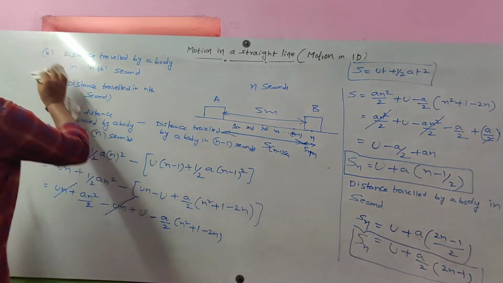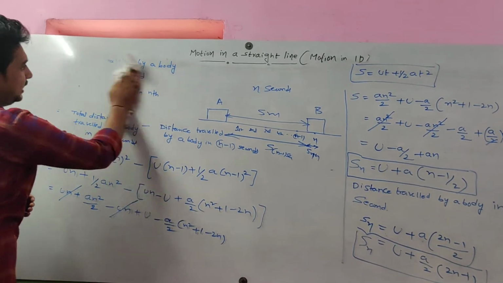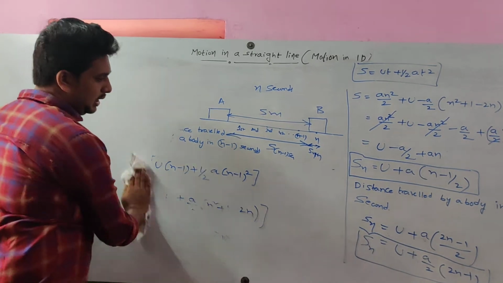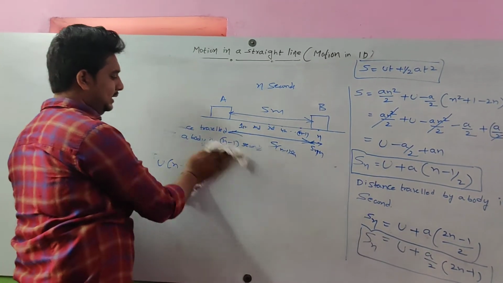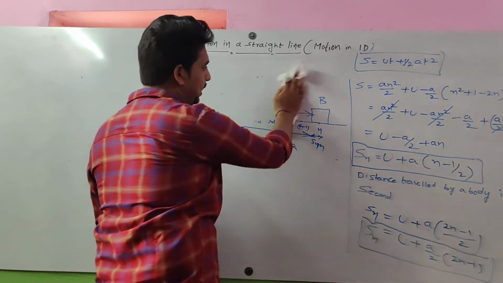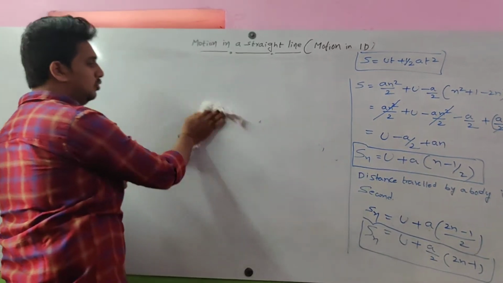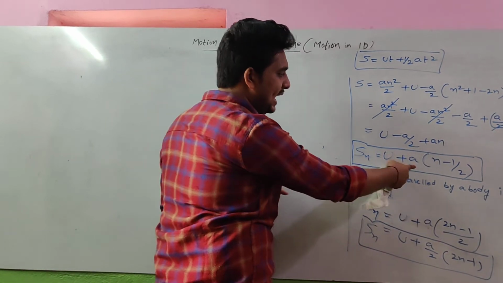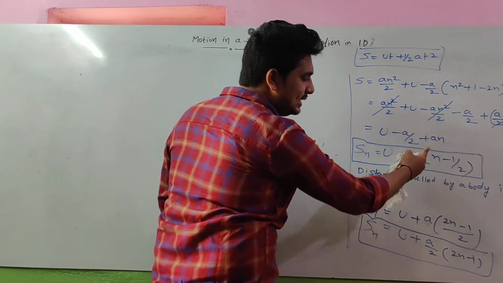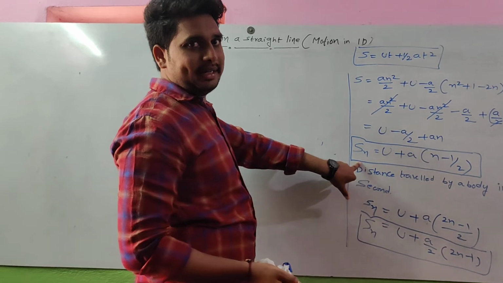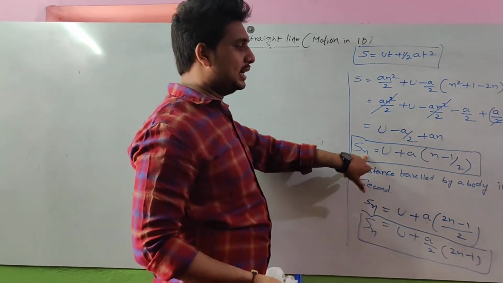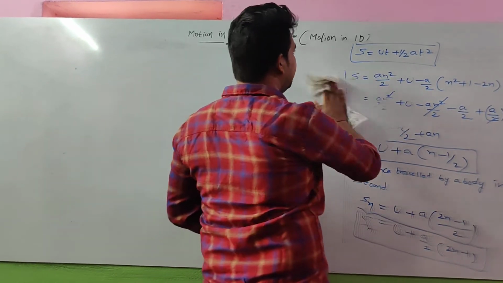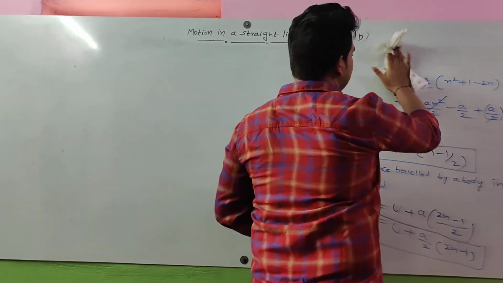For understanding purposes, for the distance traveled by a body in the nth second, directly apply this formula: u plus a into n minus 1 by 2. Here u is the initial velocity, a is the acceleration, and n is what we need to find. For the nth second, for example the fourth second, you apply 4 here. So this is the derivation for the fourth equation.